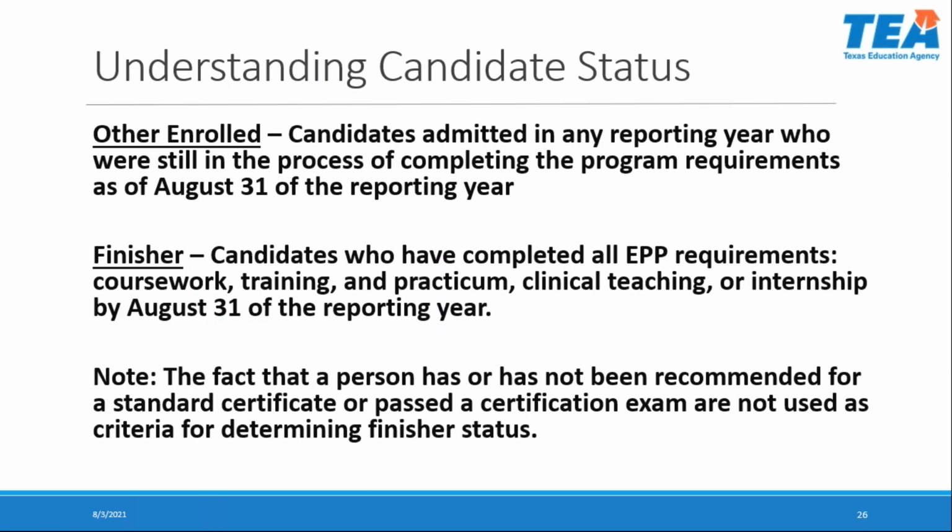When reporting the enrollment status of candidates, remember that everyone remaining in your program by August 31st is either a finisher, because they finished all of your requirements by August 31st, or they are still working on requirements, so they are other enrolled. Another way to look at candidates' enrollment status is this. Anyone who left the program or was asked to leave the program during 2021 should have been removed from the finisher records list. All those remaining as of August 31st, 2021 need to have a status of finisher if they finished all EPP requirements at any point during the year, or other enrolled if they're not finished.